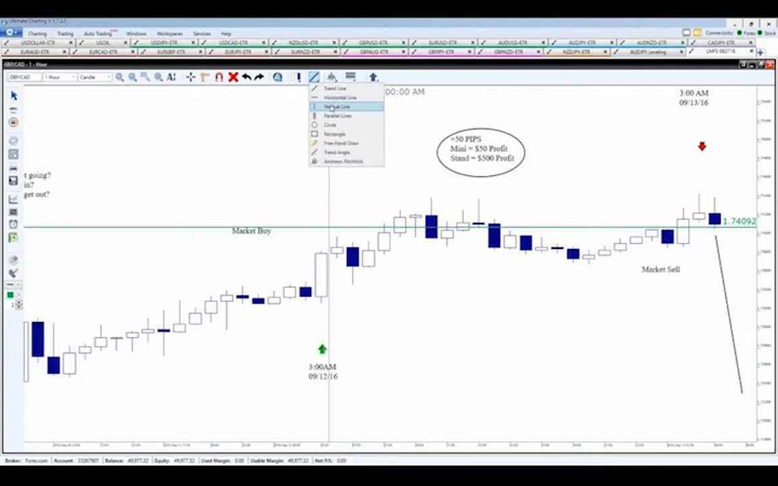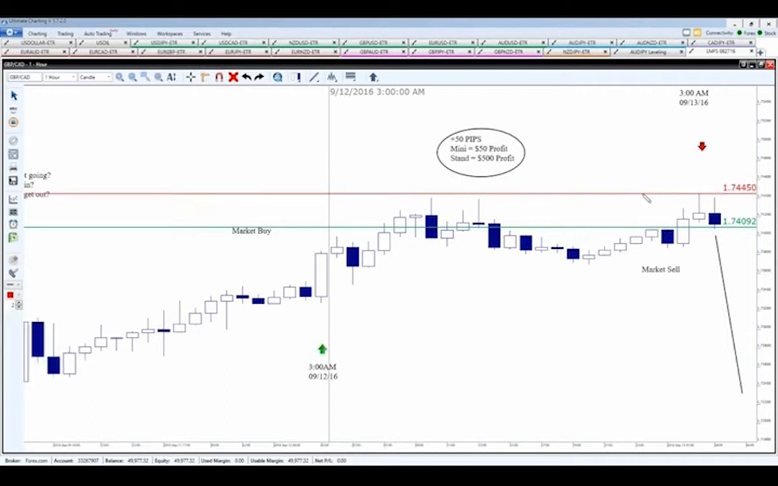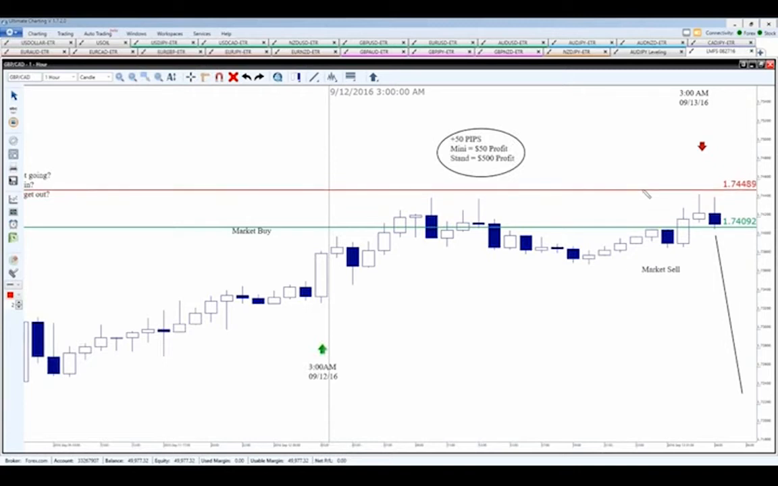Now, here's something a little bit different. When we're setting our stop loss when selling, it's going to go 5 pips above the high. So in this case right here, 1, 2, 3, 4, 5. So stop loss when selling equals plus 5 pips above the high. There we go.